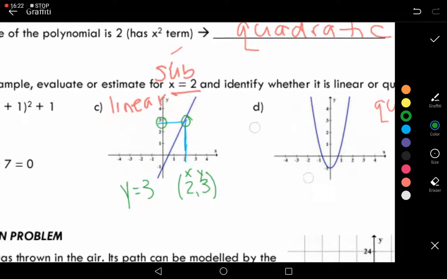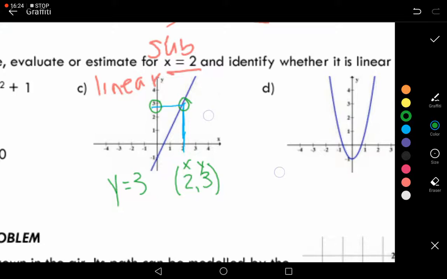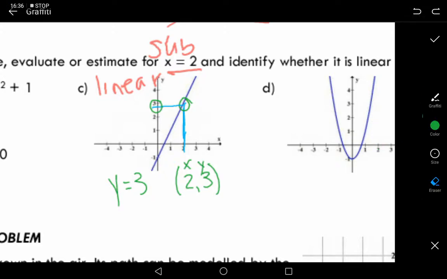All right, moving on to D here. Again, we're estimating when x equals 2. So I'm going to try to draw a line. Hang on, I'm going to get my actual ruler out to make it easier for me. Okay, so it's going to look something like that.